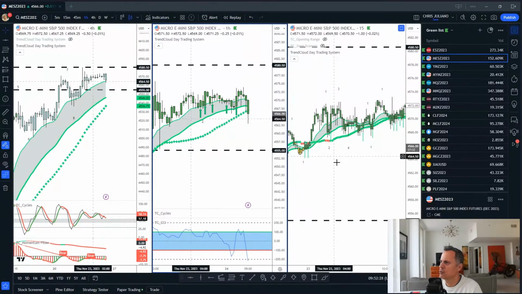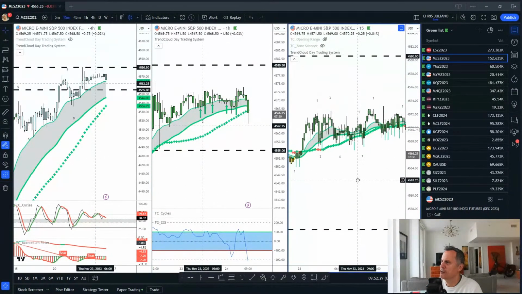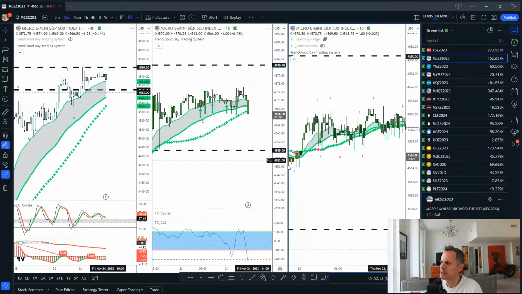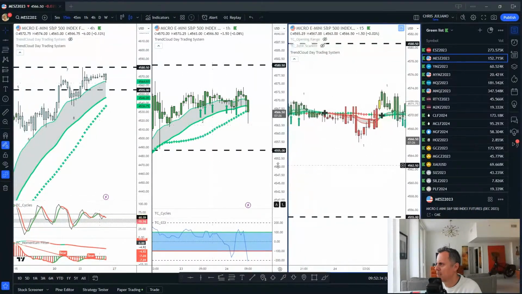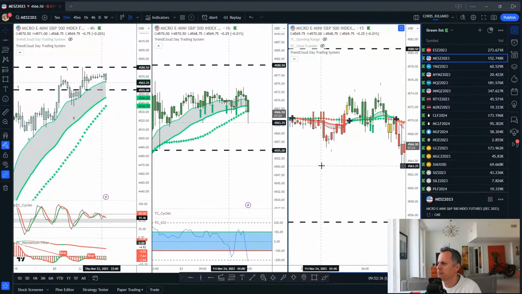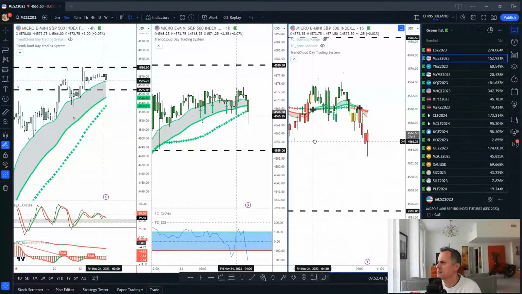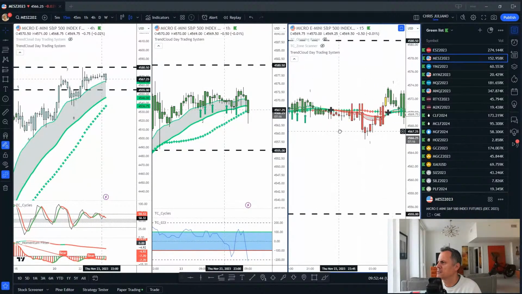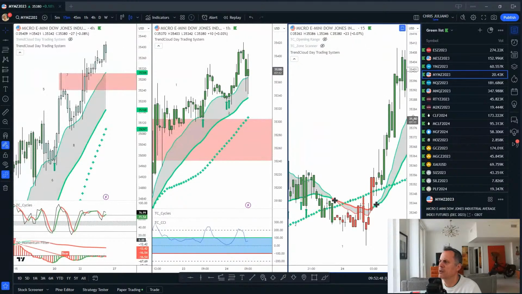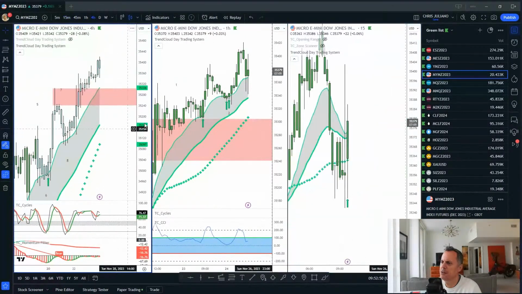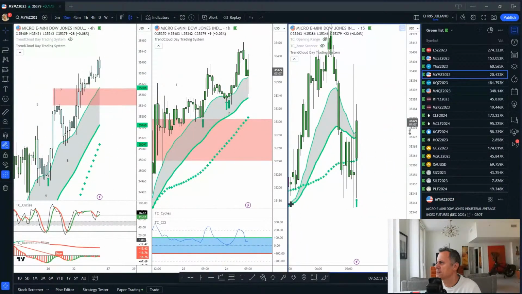So, great day to just have discussions like this. Let's see here. What do we got as far as signals go? Well, this is all sideways. How about the YM here? Here we go. Okay, this makes more sense.